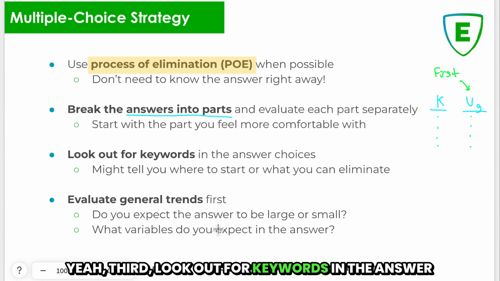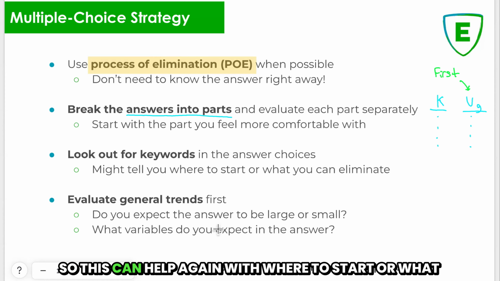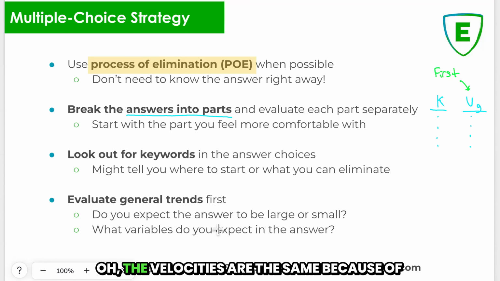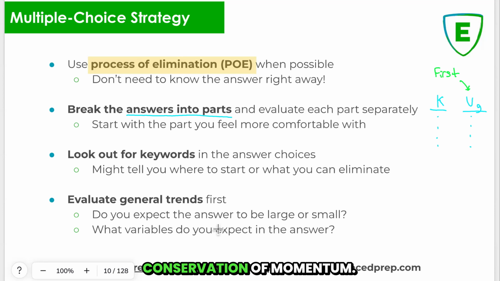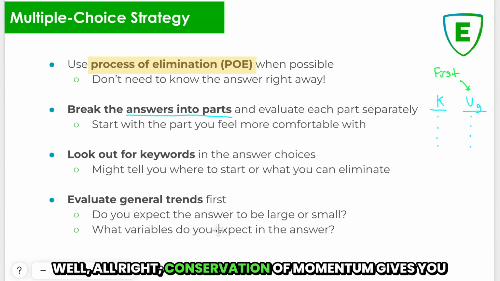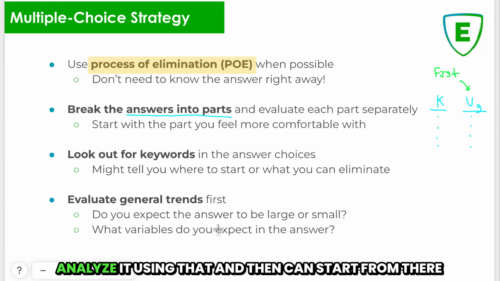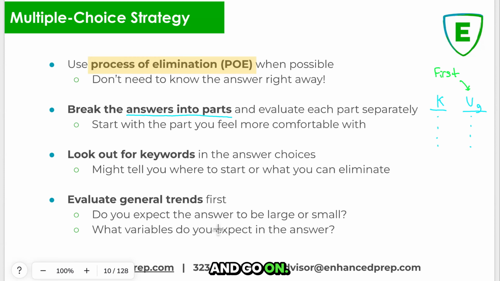Third, look out for keywords in the answer choices. So this can help again with where to start or what to eliminate. If you're told that the velocities are the same because of conservation of momentum, all right, conservation of momentum gives you a place to start looking. Or maybe, hey, let's analyze it using that, and then you can start from there and go on.